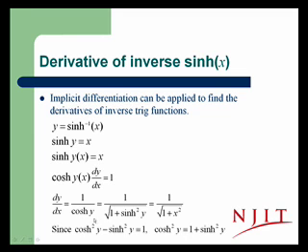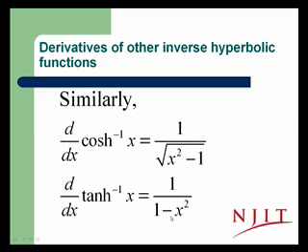And so cos of y is simply the square root of 1 plus sinh squared of y. We plug in sinh of y is equal to x, so we have the derivative of the inverse hyperbolic sine of x is 1 over the square root of 1 plus x squared. So that's one of the things that turns out to be easier using these inverse hyperbolic functions, that the derivative of inverse hyperbolic sine is 1 over the square root of 1 plus x squared.